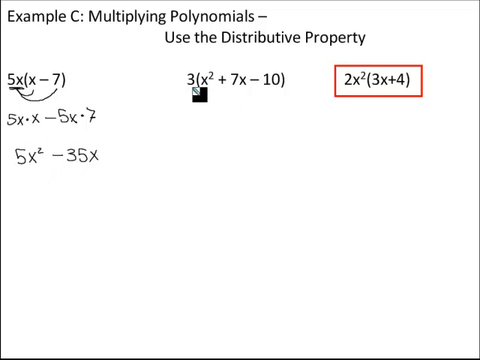Moving on to the 3, we're going to distribute this 3 inside each term inside the parentheses. So we are going to have 3 times x squared is going to give us 3x squared. 3 times 7x is going to give us 21x. And 3 times a negative 10 is going to give us negative 30. For class, try your best to distribute this 2x squared into the quantity 3x plus 4.